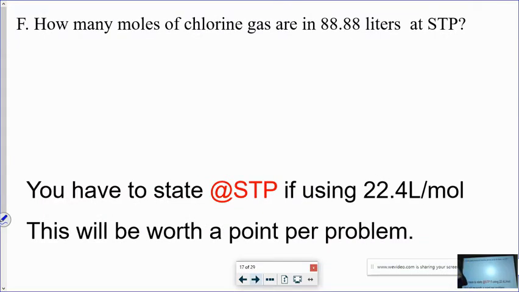All right, so here we go. How many molecules of chlorine are in 88.88 liters at STP? And it says you have to state that you're at STP every time you use 22.4 liters in a problem. So let's go ahead and solve this.